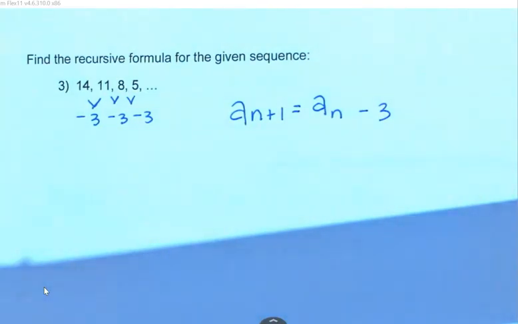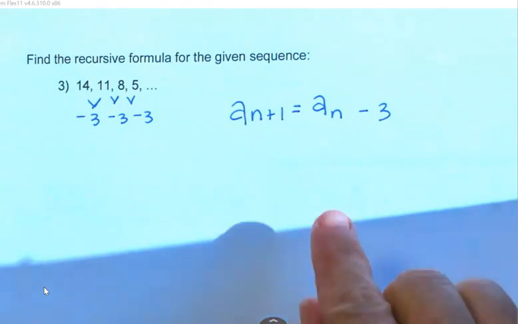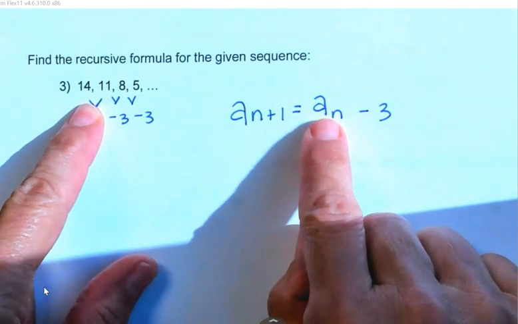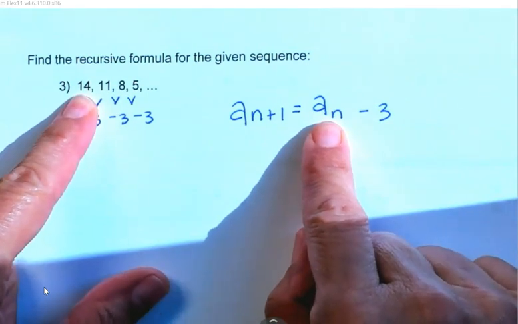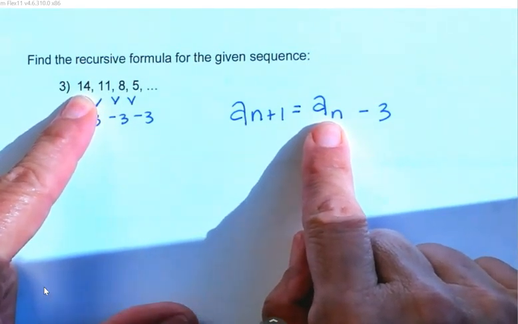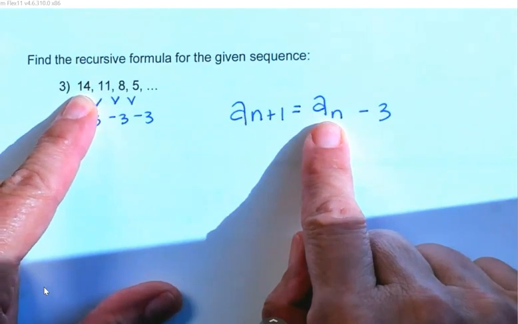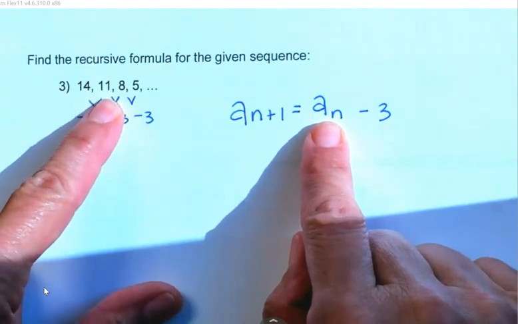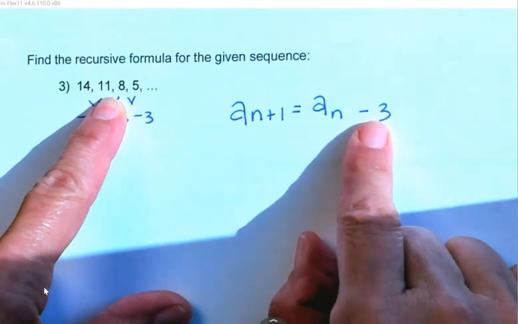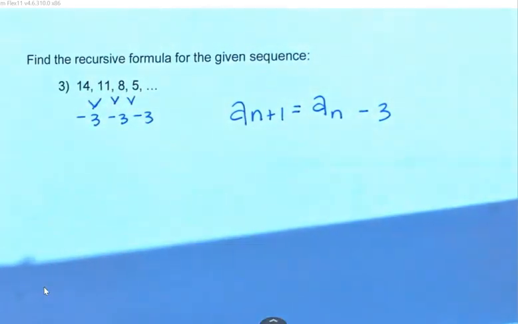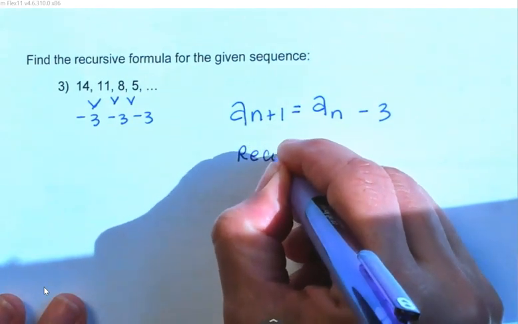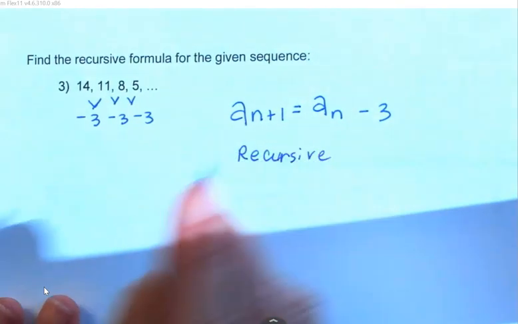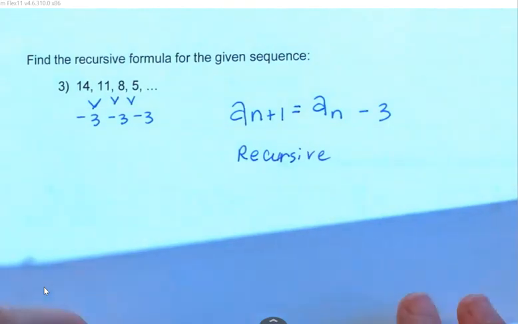It's the next term based on the current term. So if I'm right now on the first term, my first term is 14. Once I take 14 and subtract 3, I get the next term. Once I take 11 and subtract 3, I get the next term. So this is the recursive. Yeah, that's how you spell recursive, kind of.